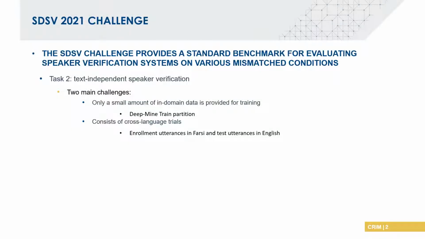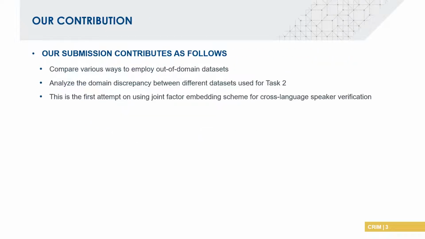The SdSV 2021 challenge poses two main challenges. The first problem is that only a small amount of in-domain data is provided for training, and the second problem is that the trial consists of cross-language pairs, where the enrollment utterances are in Farsi, while the test utterances are in English. In order to solve these problems, we have submitted various systems trained with different combinations of training sets.